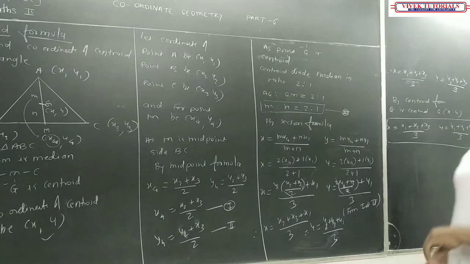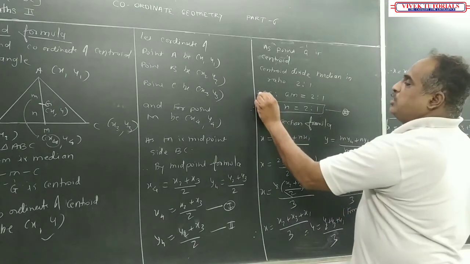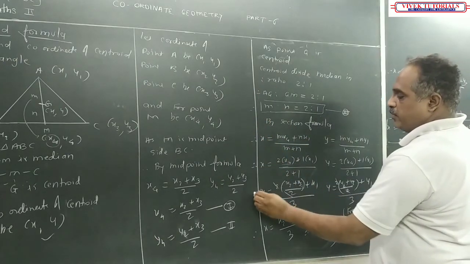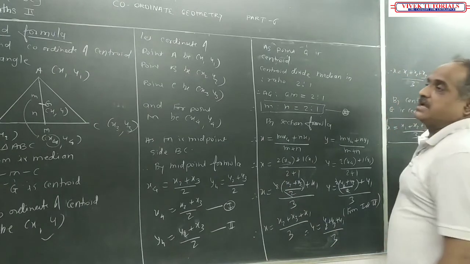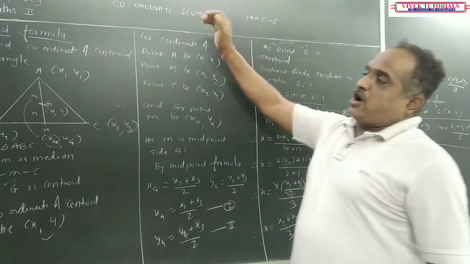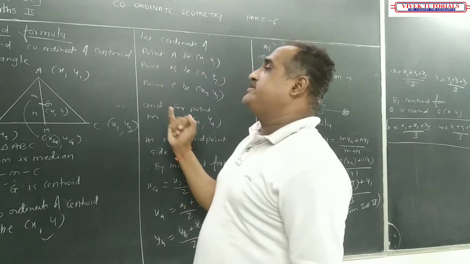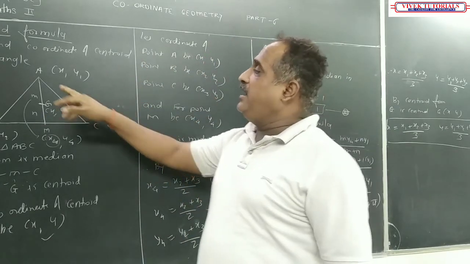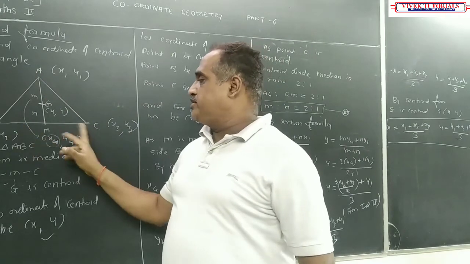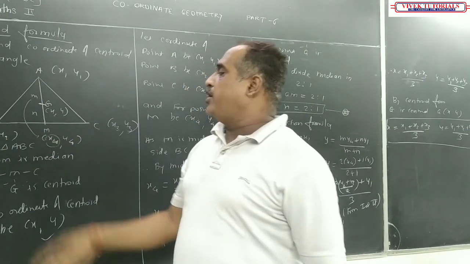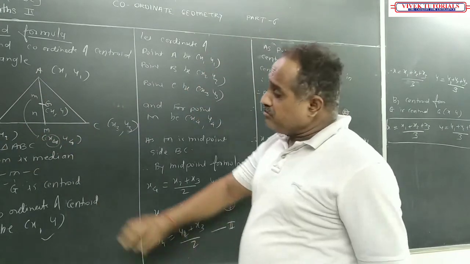And to derive it is also very simple. I need to make it simple, but you should know the concept. I repeat it once again. Centroid formula. For the centroid formula, the first thing to remember is that you must know the median. Median is a segment joining a vertex and the midpoint of the opposite side. So M becomes the midpoint of segment BC.